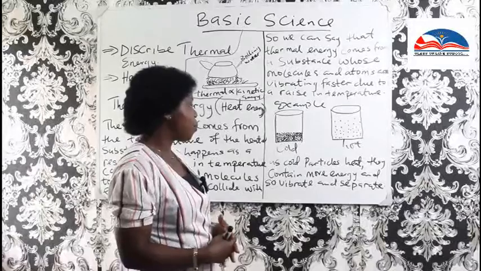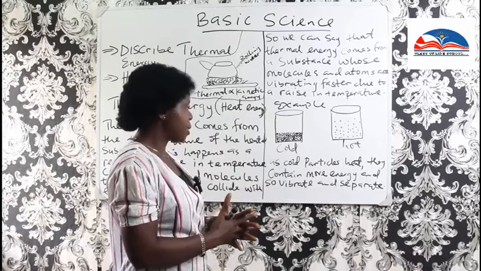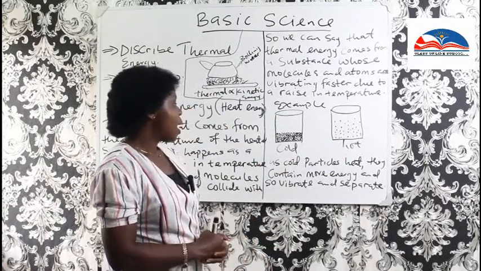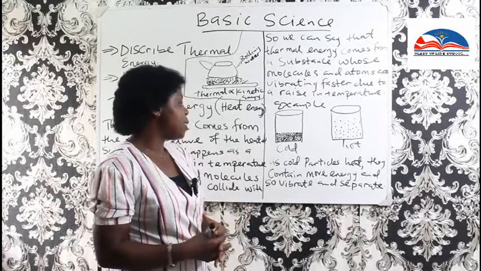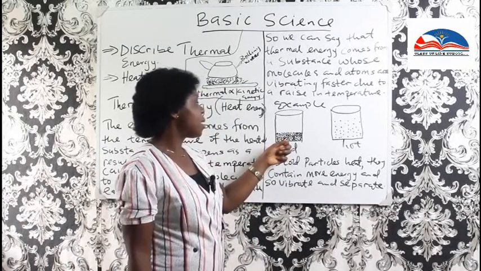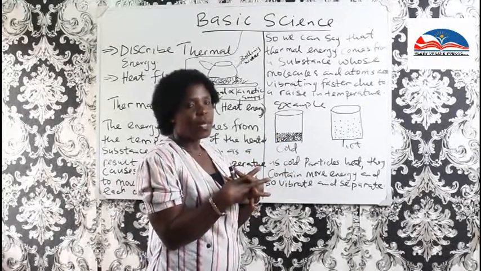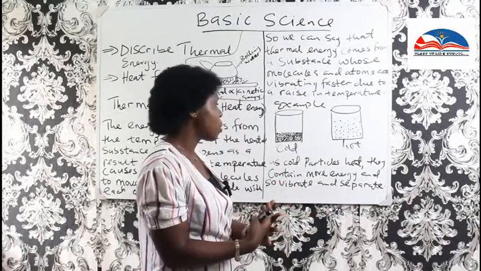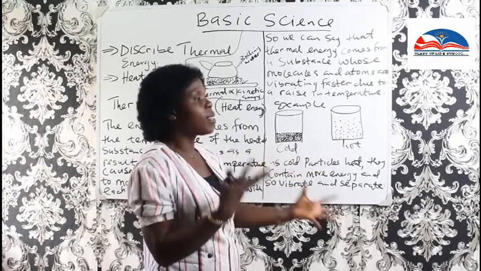Now let's say, for example, this is a glass of water, this is cold and this is hot. As cold particles heat, they contain more energy and so vibrate and separate. At this point, they coagulate, they bond together. But the moment heat is introduced into it, it becomes hot. These particles now separate because there is vibration.